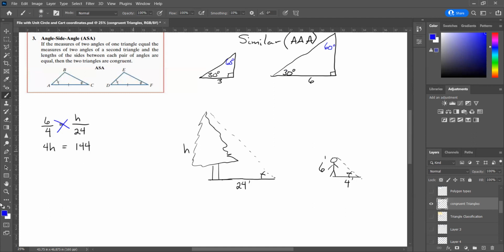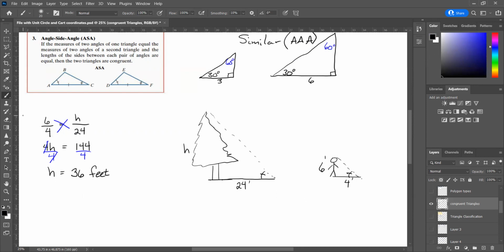And now I'm solving for h, so I would divide both sides by 4. 4 divided by 4 is 1. And I'm left with h equals 144 divided by 4. Looks like it's about 36. So the height of the tree is 36 feet. I can't get out there and measure the tree with measuring tape. However, I can set up a similar triangle situation and recognize this calculation.